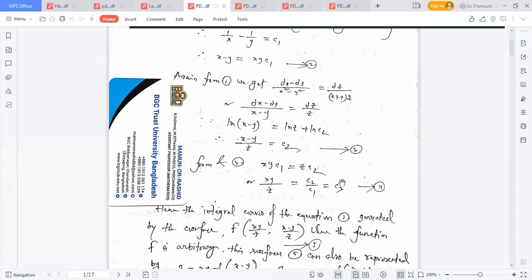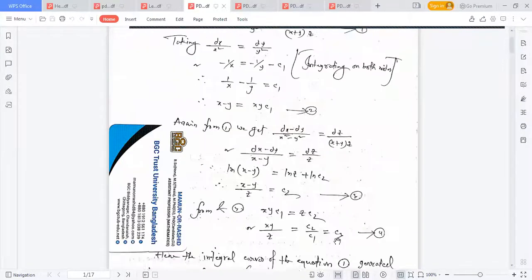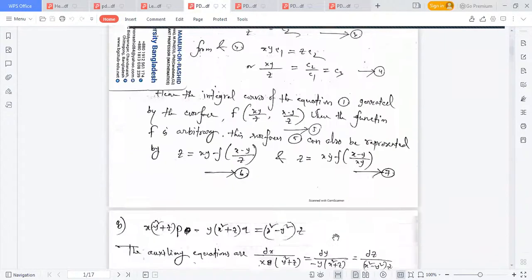This one, and the last constant is c3. So xy by z and x minus y by z, a function of these, gives the arbitrary surfaces also generated by z equals to xy minus f of what function? F of this function, and z equals to xy function of this. So this is actually the solution of this.